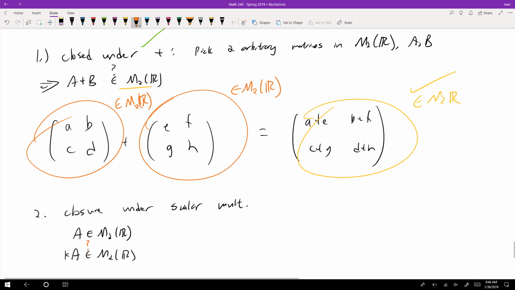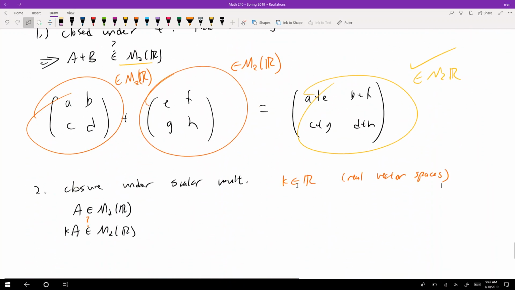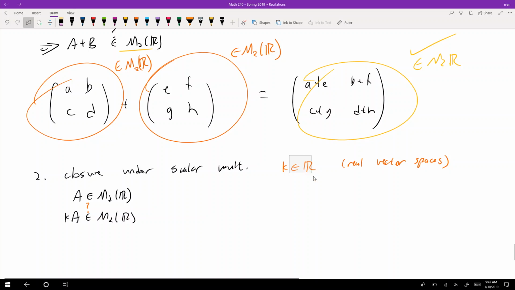We take some scalar K and multiply our matrix A by that scalar, and we want to see if that result is also a 2 by 2 real matrix. Let's say K is in R, so we're talking about real vector spaces. If you remember from before, I said that your field could be real or complex, so up here, it's R or C. Here, we're almost always going to say that we have a real vector space, and so our scalars come from R.